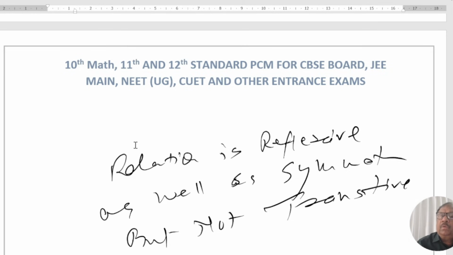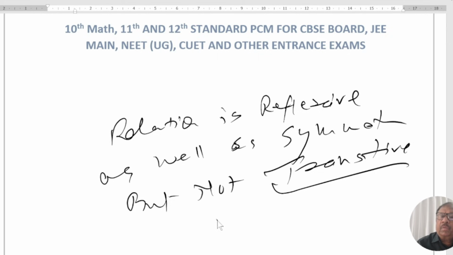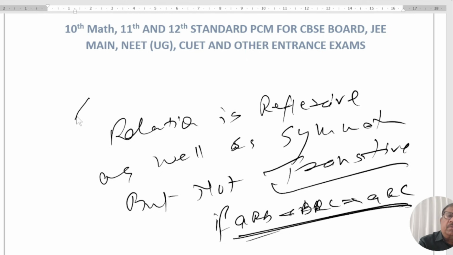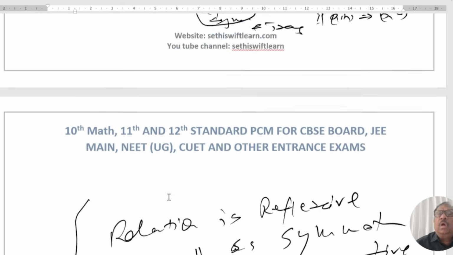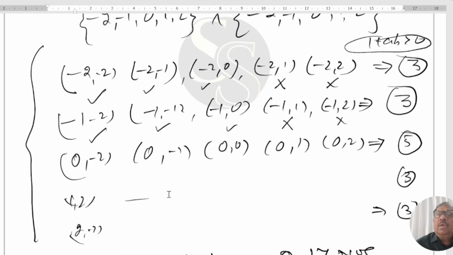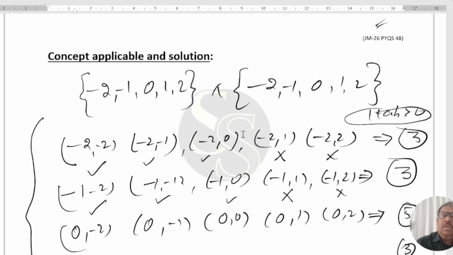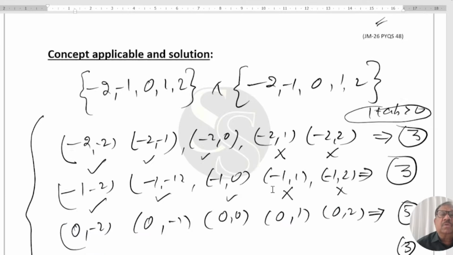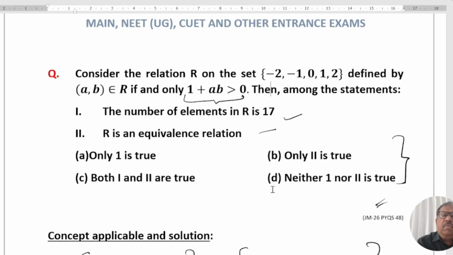Not transitive. Transitive mein kya hota hai? If aRb and bRc, then aRc. That is transitive. Right? So I have clearly discussed the procedure. I can do it also, but to save time, lamba question na ho jaaye. Do it yourself. Right? Next question. Question ka correct answer hoga: only one is true.